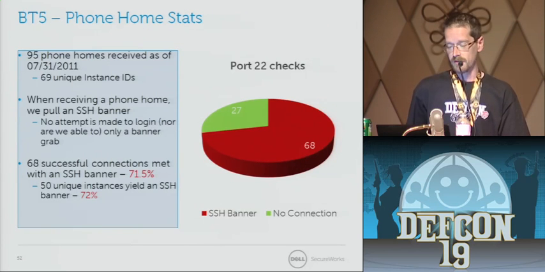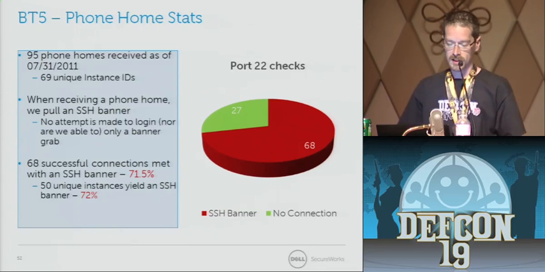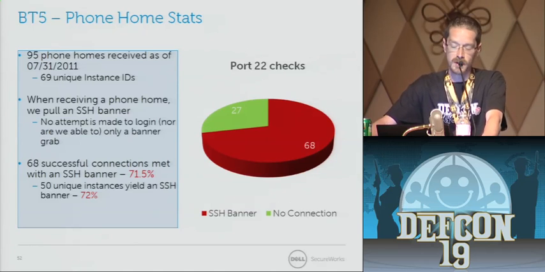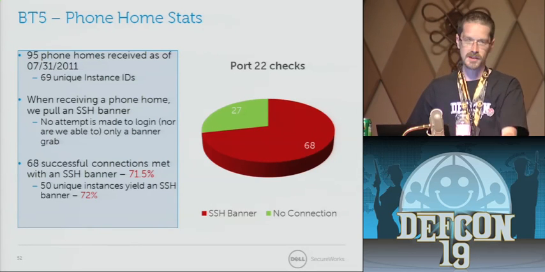So we received 95 phone homes as of July 31st. This was 69 unique instances. When we received a phone home, we would try and connect back on port 22 and pull an SSH banner. We were successful in 71.5% of cases, 72% if you counted by unique instances rather than all instances, to get rid of the effects of people rebooting an existing instance. So yeah, that's kind of concerning.